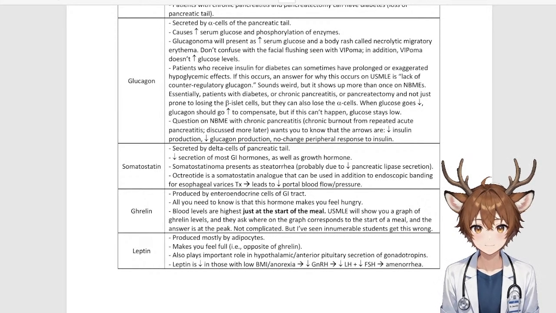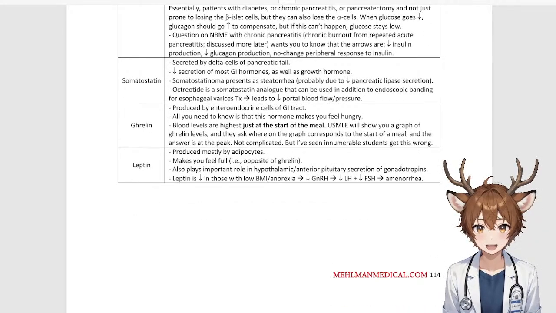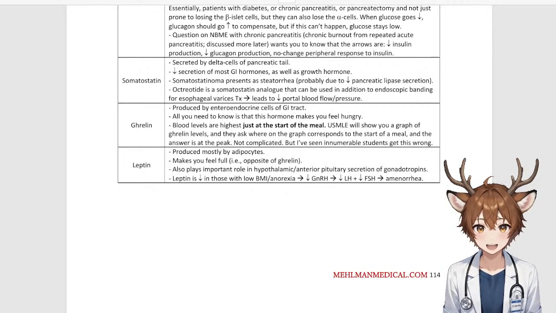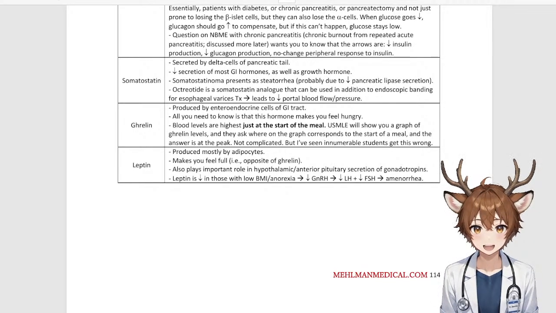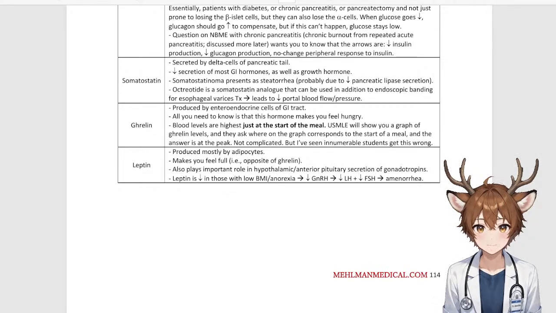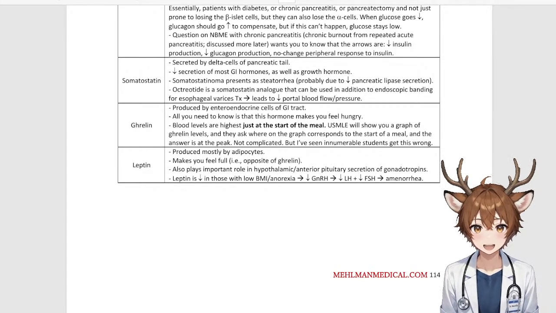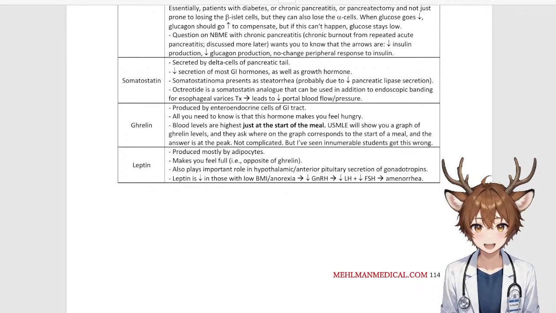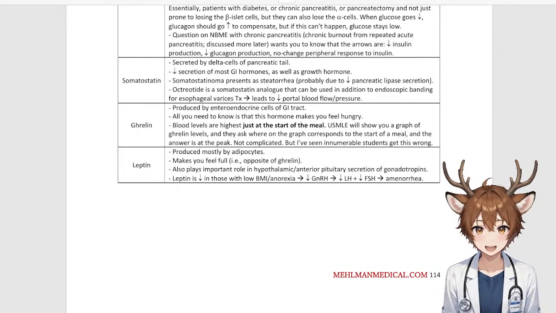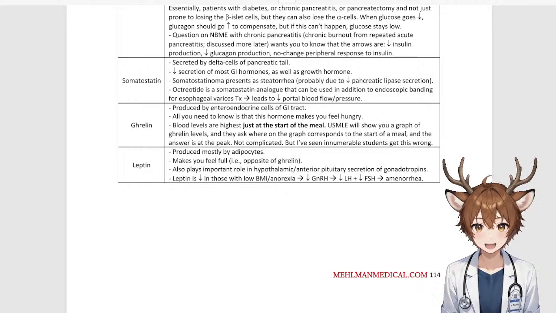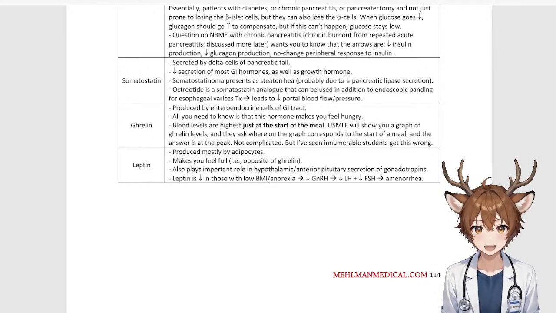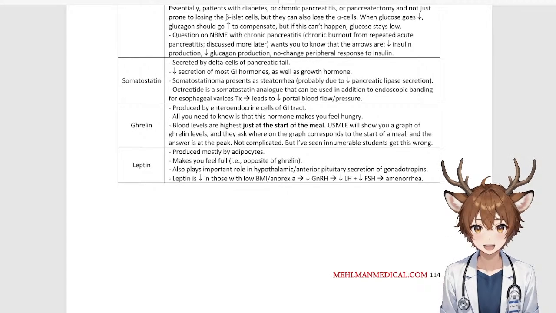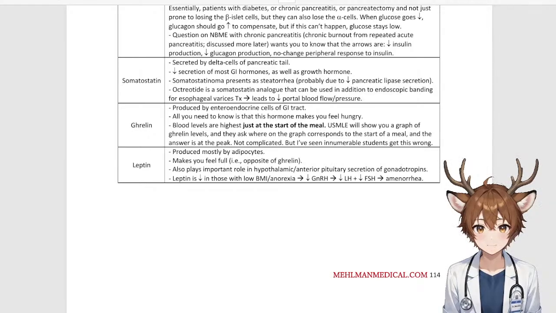What about somatostatin? It is secreted by the delta cells of the pancreatic tail. Decreased secretion of most GI hormones as well as growth hormone. Somatostatinoma presents as steatorrhea, probably due to the decrease in pancreatic lipase secretion. Octreotide is a somatostatin analog that can be used in addition to endoscopic banding for esophageal varices treatment. It leads to a decrease in portal blood flow pressure. That is true. You can also use it for other things like a VIPoma, which they don't mention here, because it's basically trying to halt and undermine hormone release.